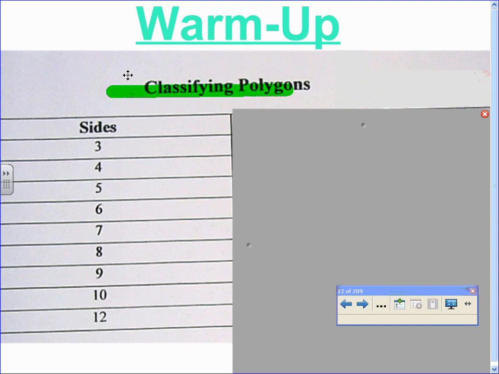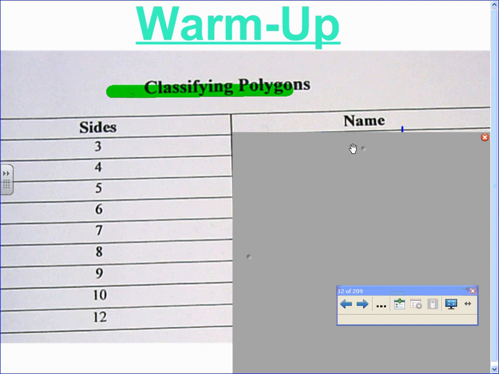Okay, so before we start an introduction to polygons, I want to classify them. So make like a big box if you want, or a table if you want. If not, you can just list them. Put sides on one side and name on another. Okay. 3, 4, 5, 6, 7, 8, 9, 10, 12. And I want you to write down all the ones you think you know. So most of these you know. I'm thinking when you get to the end, you might not know them.